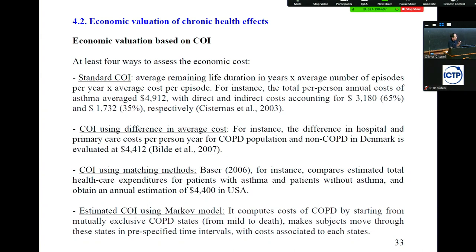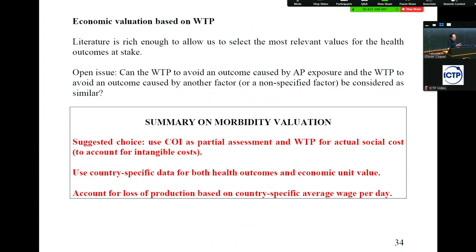You can be a little bit more precise in doing that by matching people with the same characteristics, because people with COPD may be older than the other ones. So to be more precise, you may match people with the same age, same gender, same characteristics, and compute the difference, of course. And the last way is to use a Markov model, in which you have probability to move from one state of severity to the other one and costs associated with that.